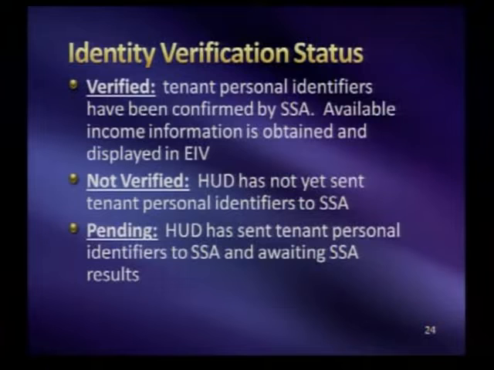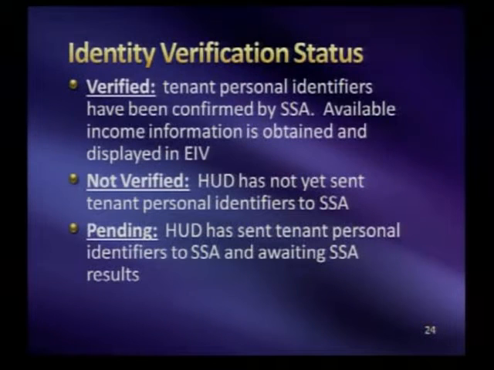If you see not verified, that simply means HUD has not yet sent those personal identifiers to SSA to be matched. You would commonly see not verified if, let's say for instance, you send in a 5.8 today. Once EIV picks that data up tonight, that status for the whole family on that 5.8 will be not verified because we just got it. So depending on the category of the transaction type of the 5.8 will dictate when we match that record with SSA.